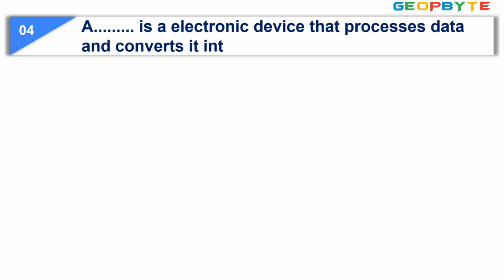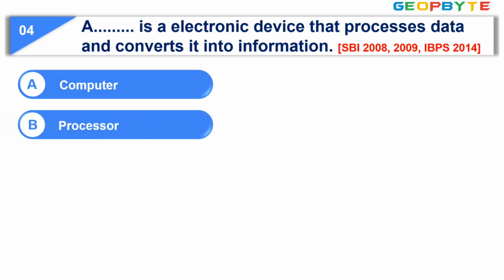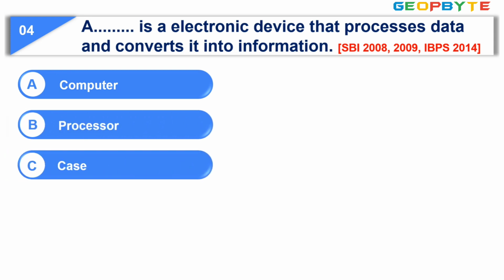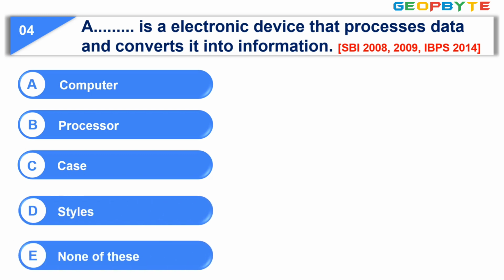Next, moving to question number 4. A dash is an electronic device that processes data and converts it into information. Option A, computer. Option B, processor. Option C, case. Option D, styles. Option E, none of these. And the correct answer is option A, computer. A computer is an electronic device that processes data and converts it into information.